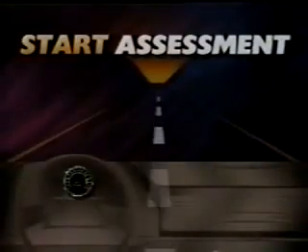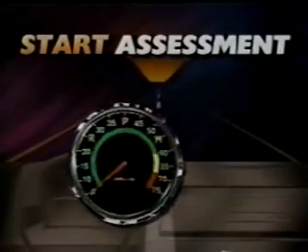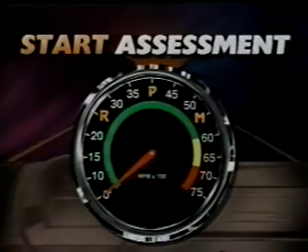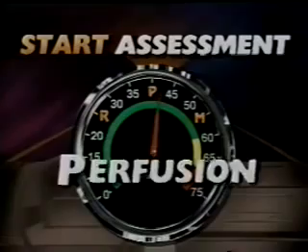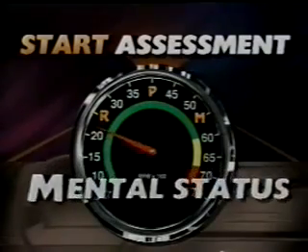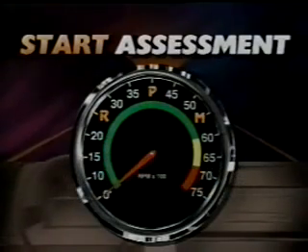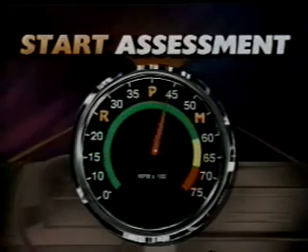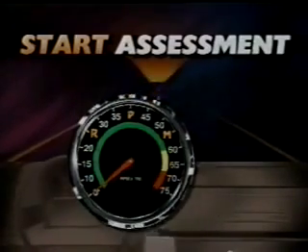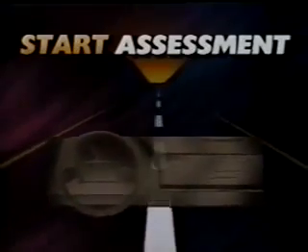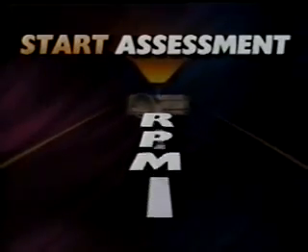The START assessment is simple and easy to learn. It only has 3 steps. RPM. Respiration, perfusion, mental status. When you're facing a multi-casualty incident and you're all revved up, just remember RPM. Now we'll learn how to use RPM to assess each patient in about 30 seconds.